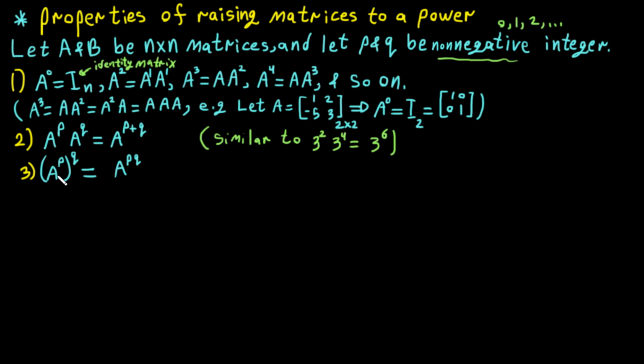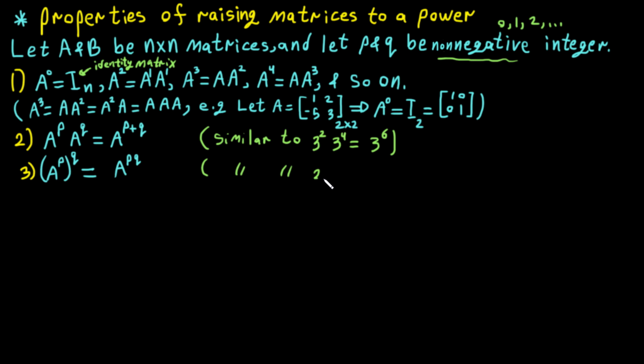So here we have the third property, (a^b)^q, which is equal to a^(p multiplied by q). So for example, if you have here 3 and here 2, the answer here is going to be 6, which is similar to multiplying the numbers.